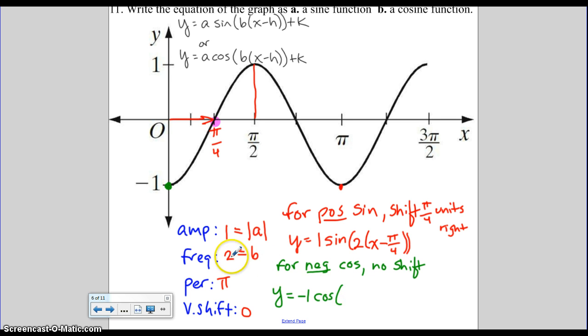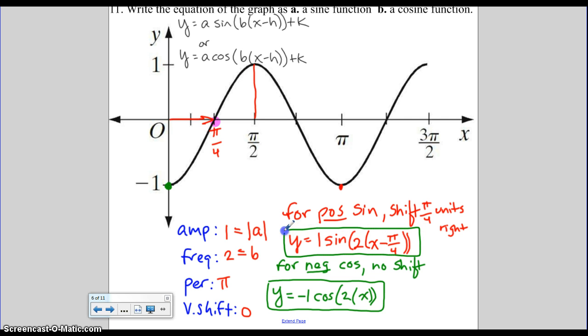Now, remember the b can't change. It didn't get stretched in the vertical or horizontal direction. So 2x, and there was no shift to the right or left. So there's our function right there. Alright? If you have a graphing calculator, I would encourage you to put that into your y equals and show that they both make this graph that you see above. Alright?